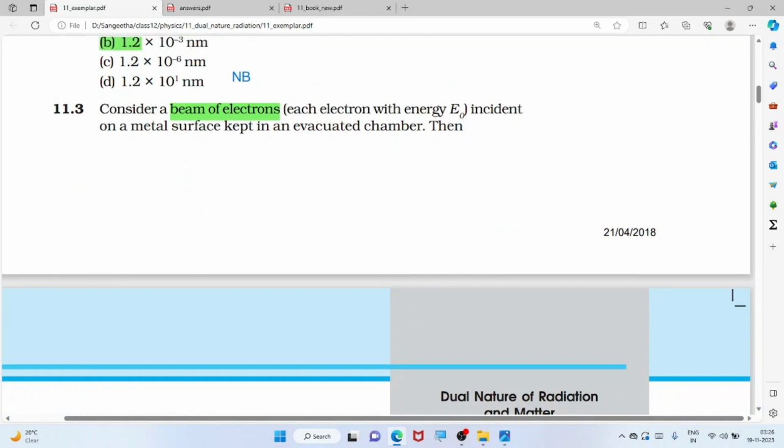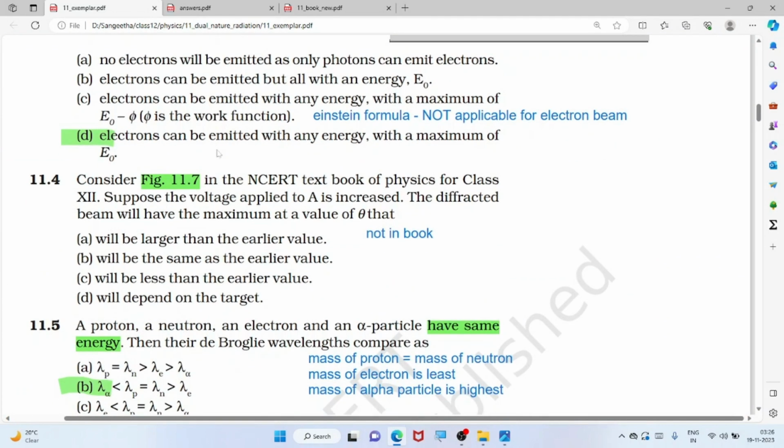Consider the beam of electrons, each electron with energy E0 incident on the metal surface kept in an evacuated chamber. Okay, the electrons emitted will have the maximum energy of this. So why is this not valid? Because Einstein's photoelectric equation is for the photon incident on the metal. Here the electron can be emitted with any energy, the maximum being this, okay.